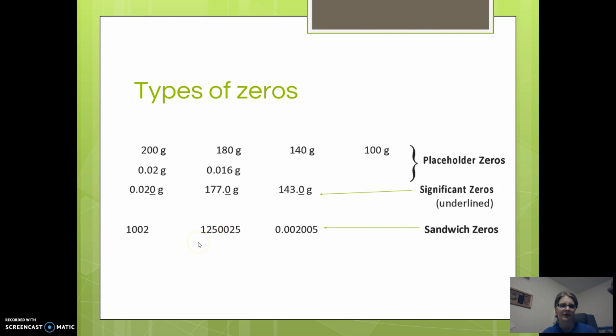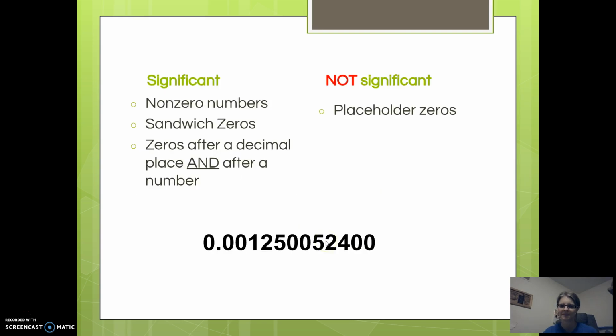My sandwich zeros are these ones at the bottom. See how they're between 2 non-zero numbers? Those are significant. If you know the 1 and you know the 2, you know the zeros in between are significant also. Here's a couple of our sandwich zeros, and these last 2 zeros are sandwich ones. These first 3 are placeholder ones. They do not count. And these last 2 are sig fig ones.